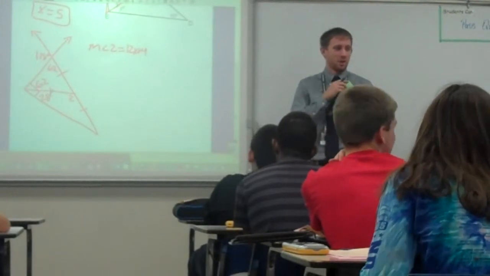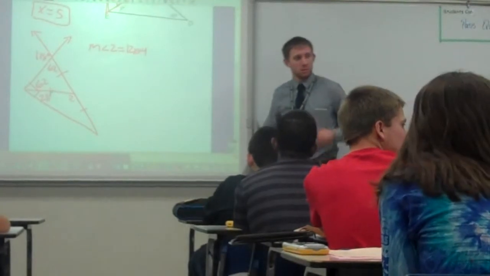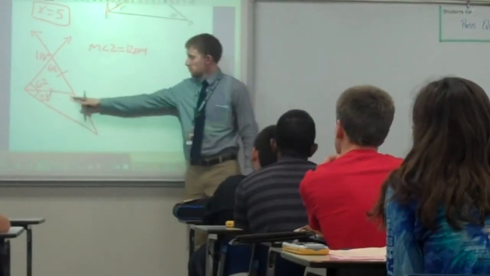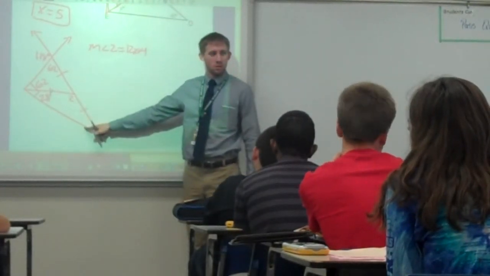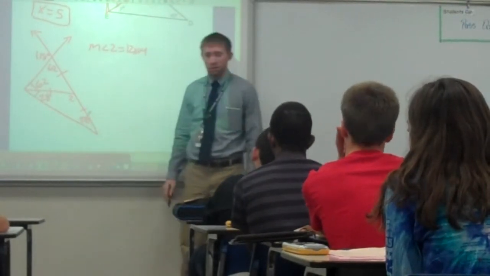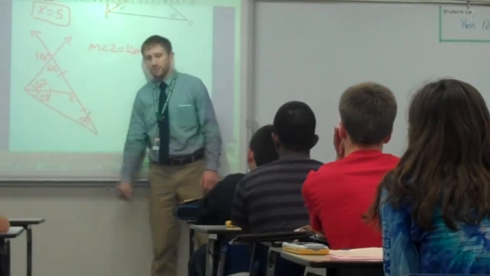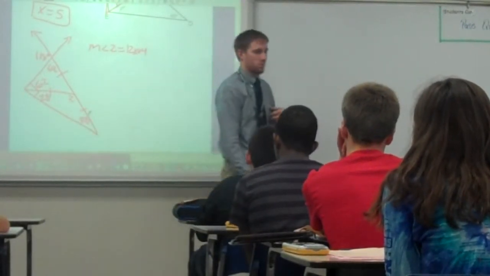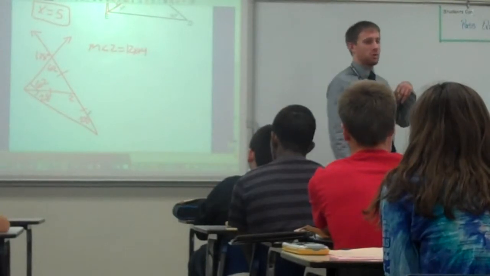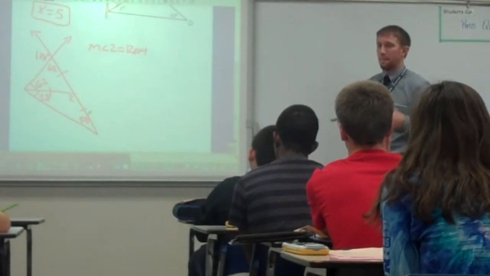Preston, what do you do next? The angle across from it. No, that. Yeah. 28 degrees also. Why? Because they're base angles. Yeah, they're base angles of an isosceles triangle, so they have to be congruent. We're almost done. What does measure of angle 2 equal, other than 12x plus 4? Up high.